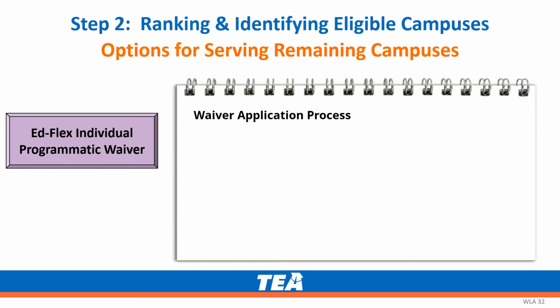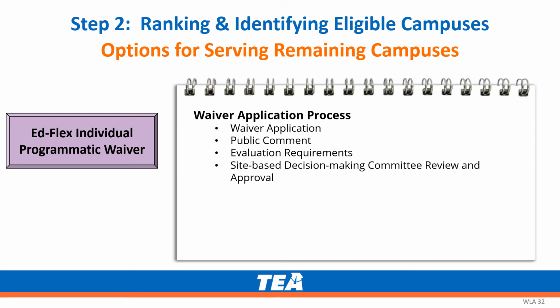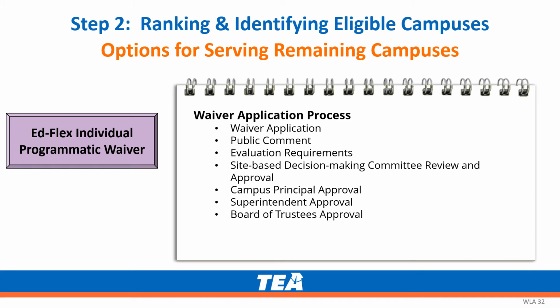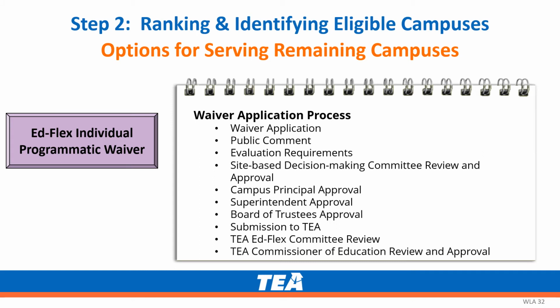The waiver application process needs to be started early, as there are several steps before the waiver application can be considered for approval. The process includes completing the waiver application, soliciting public comment, determining evaluation criteria based on the evaluation requirements, site-based decision-making committee review and approval, campus principal approval, superintendent approval, Board of Trustees approval, submission to TEA, TEA EdFlex Committee review, and ultimately TEA Commissioner of Education review and approval.